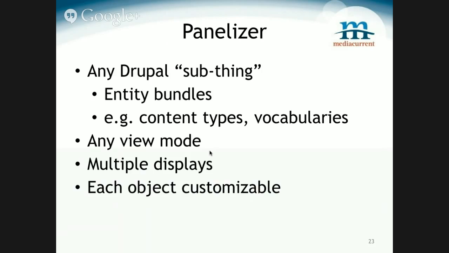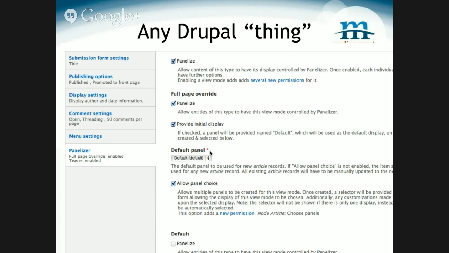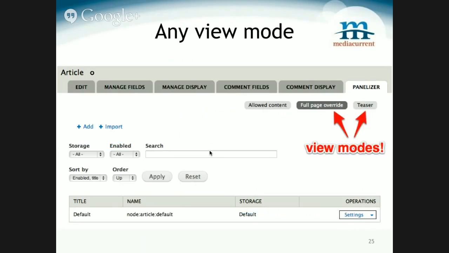So you can customize a teaser display, and it allows you to have multiple displays, which I'll show in a minute. I personally think that's one of its best options. And each default can be controlled individually. So it'll work with any Drupal thing. This is the settings page for a content type, where you start off and say, panelize this content type, and then it gives you options for each view mode. So each one can be controlled individually.